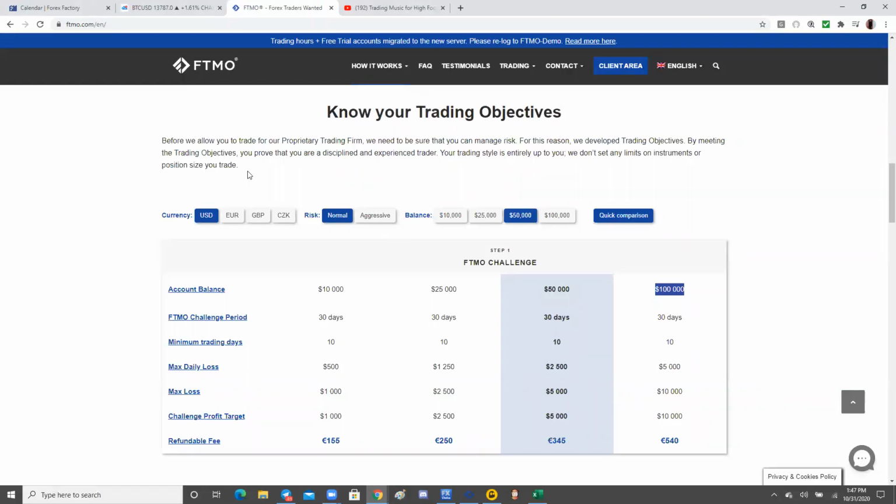So that gives it up with this. So this is pretty straightforward. You have 30 days, but minimum is 10. So again, if you beat the challenge in 1-2 days, doesn't matter. You still have to wait 10 trading days. You have to trade 10 trading days. So let's say you beat it in 2 days.